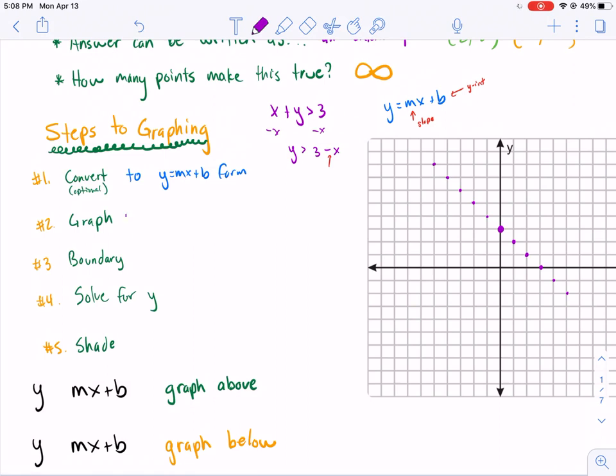So step 2, I graphed it. Check. I converted. Check. Boundary line. Okay, so the boundary line.